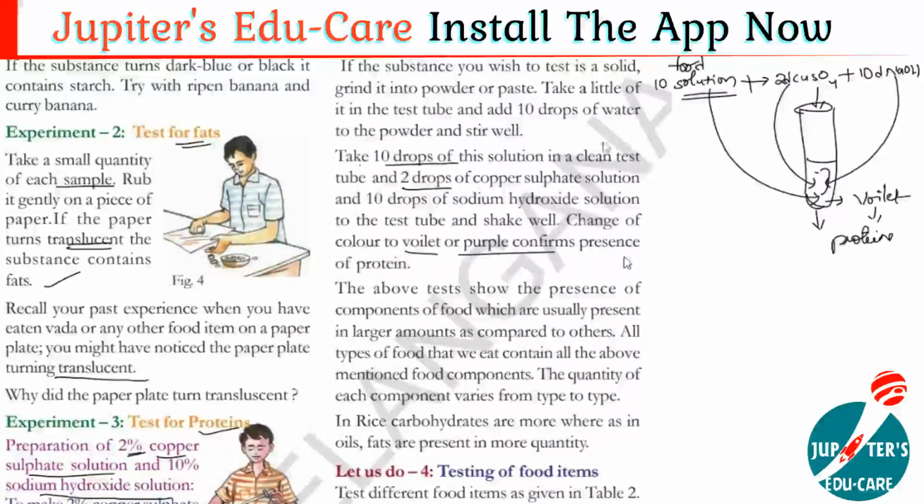Okay, I'll take egg solution. Egg is a protein-rich food, so that's why I'm taking it. Few drops of solution from this egg I'm taking into the test tube. To this I'll add 2 drops of copper sulfate solution and 10 drops of sodium hydroxide solution, and I'll mix this.